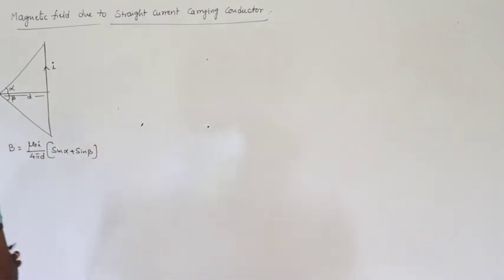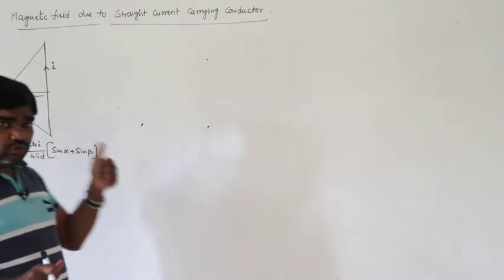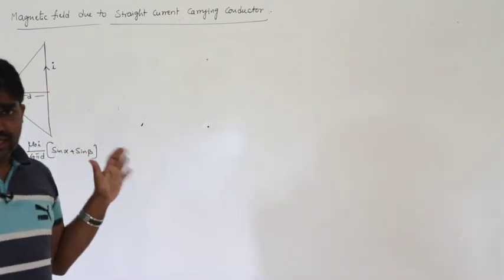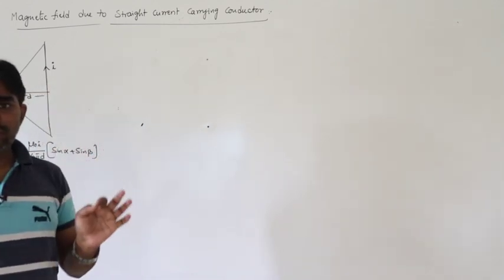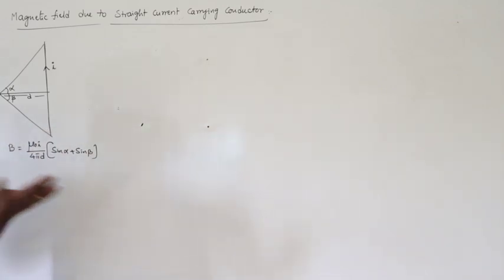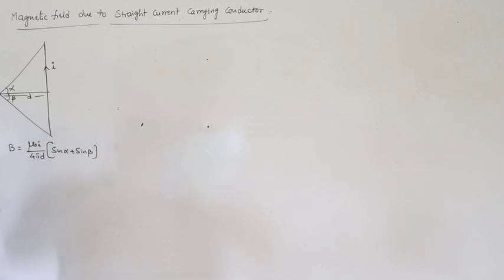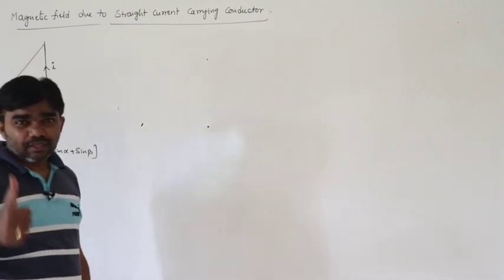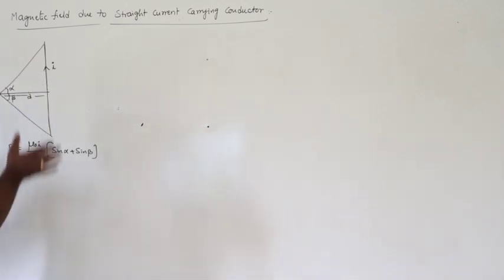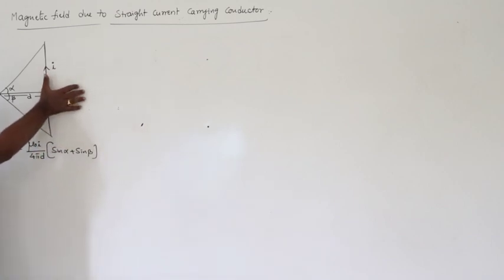What is the direction of the magnetic field? So we must use the right hand thumb rule. Don't use the left hand. If you use the left hand, the direction will be opposite. We must use the right hand. What is the direction of the current carrying conductor? Upwards. Thumb indicates the direction of the current. So stretch your thumb in the direction of the current, and the curling of the fingers indicates the direction of the magnetic field. So this is the direction of the magnetic field.